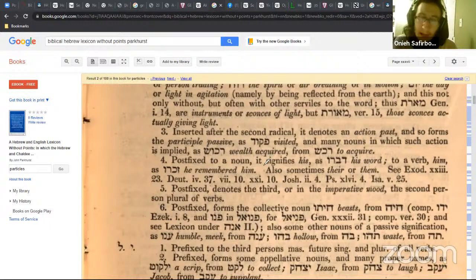Let's see here. At the end of a noun, it signifies "his," as in debaru is "word of his," his word. At the end of a verb, it means "him," as in he remembered him. Now, what's confusing when you add these suffixes is that this word zekaru can mean both "he remembered him" and "they remembered." So context alone determines which of the two it is.